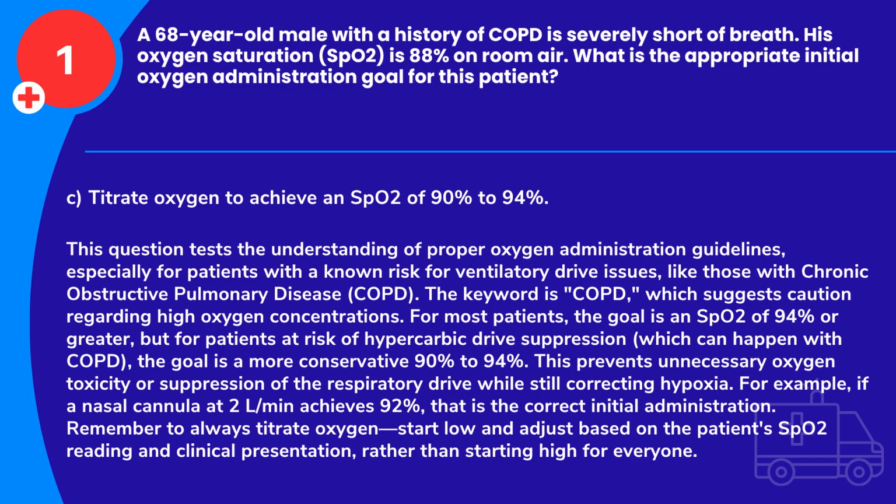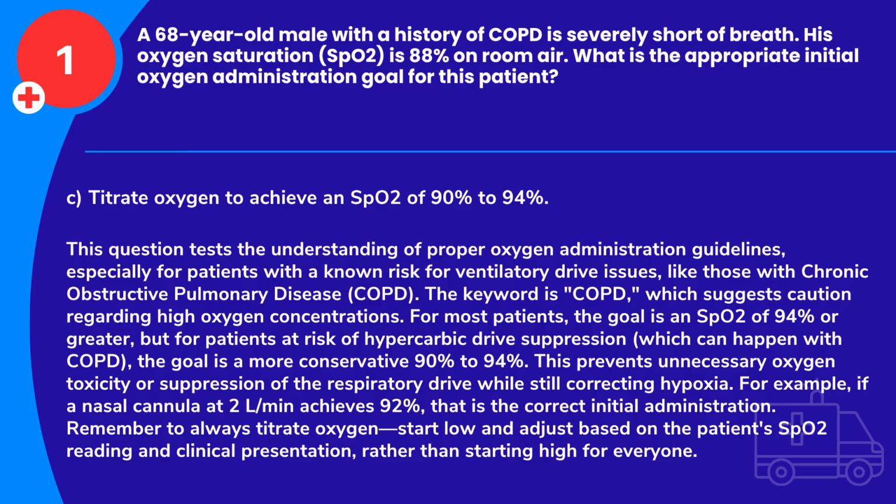Answer: C. Titrate oxygen to achieve an SpO2 of 90% to 94%. This question tests the understanding of proper oxygen administration guidelines, especially for patients with a known risk for ventilatory drive issues, like those with chronic obstructive pulmonary disease. The keyword is COPD, which suggests caution regarding high oxygen concentrations.